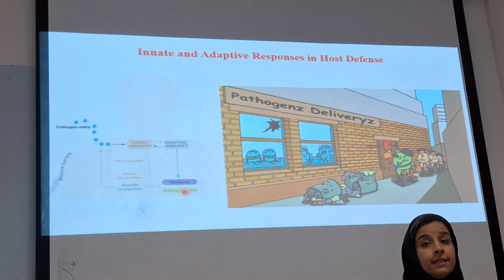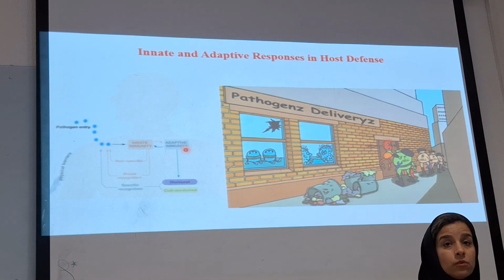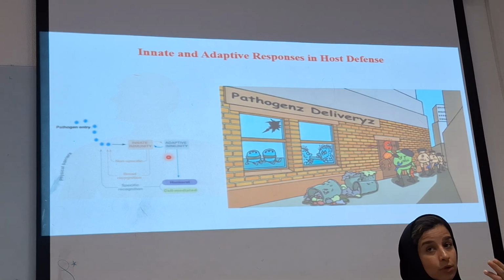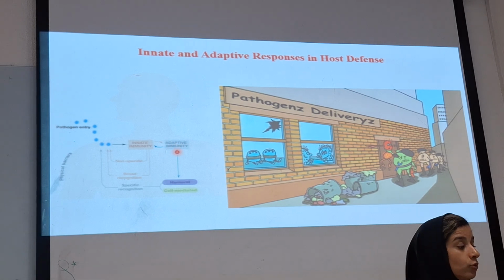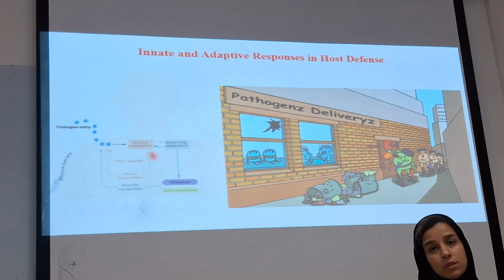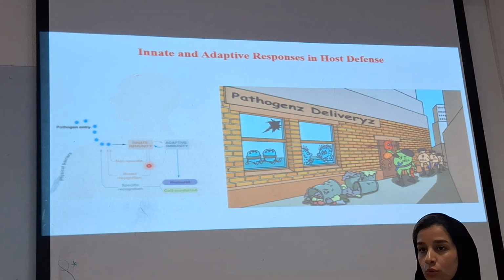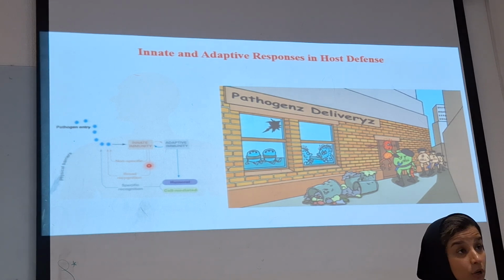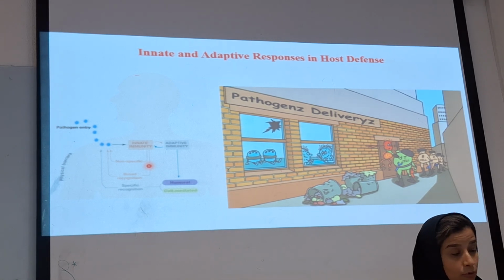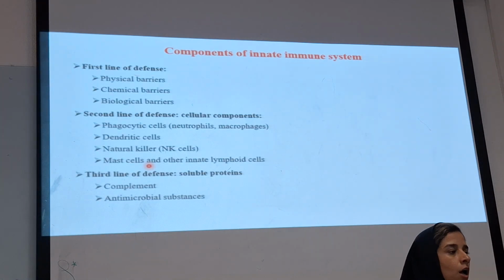And fascinatingly, the adaptive immune system also produces a lot of cytokines, and through them affects the innate immune system. For example, I told you that T lymphocytes produce interferon gamma, and this IFN gamma affects macrophages and enhances their phagocytosis.